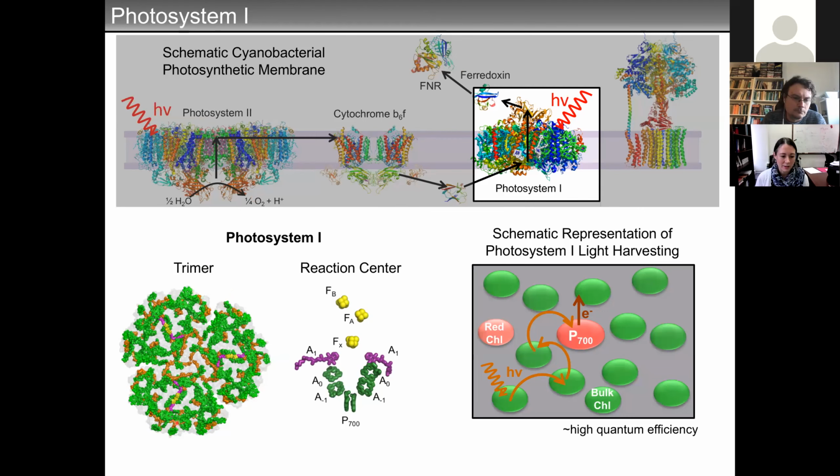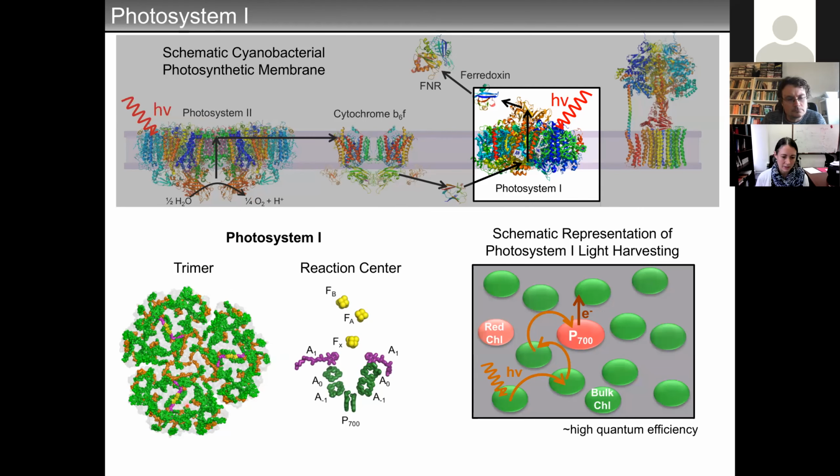Photosystem 1 drives oxygenic photosynthesis. It's found in the photosynthetic membrane, but we're going to look at isolated PS1 complexes. And here's the structure. It looks like a clover, all right? And each leaf of this clover is a monomer. At the center of each monomer is a reaction center. And here's another view of the reaction center. These iron sulfur clusters are these yellow balls here. Okay.